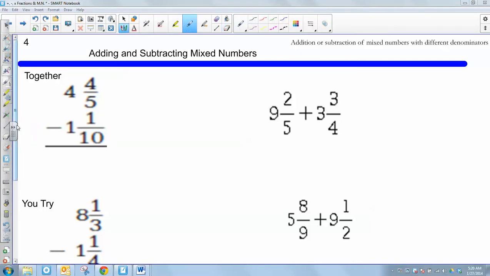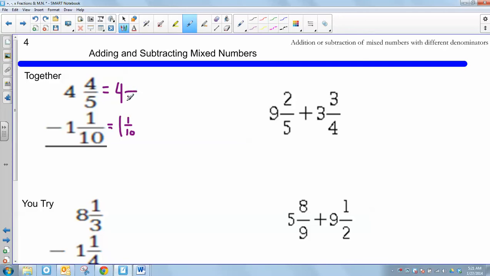So I have 4 and 4/5 minus 1 and 1/10. So here's the first thing I'm going to do. I'm going to find my least common denominator. Between 5 and 10 is actually going to be, you got it, 10. So I'm just going to rewrite that number. Then for 4 and 4/5, my whole number stays the same. I only need to rewrite my equivalent fraction.